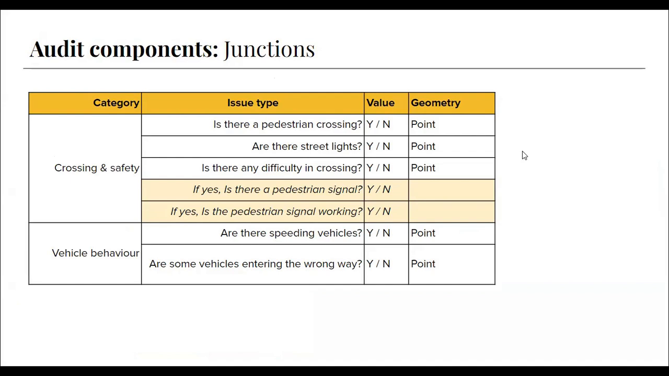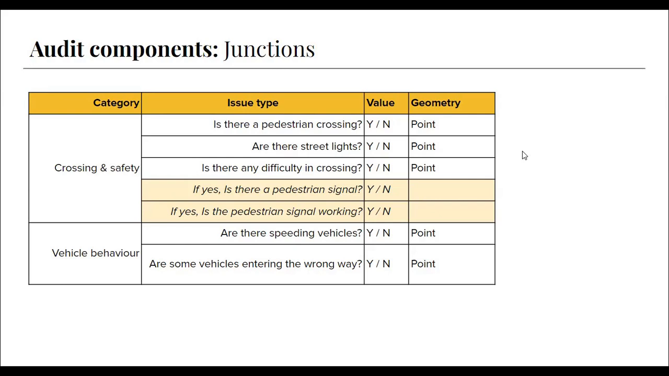In crossing and safety, we want to understand if there is a pedestrian crossing. Are there any street lights around there? Is there any difficulty in crossing? Now, difficulty in crossing can be gauged either by you trying to cross the junction or by you observing someone crossing that junction. The reason we look at that is there could be multiple reasons for the difficulty.